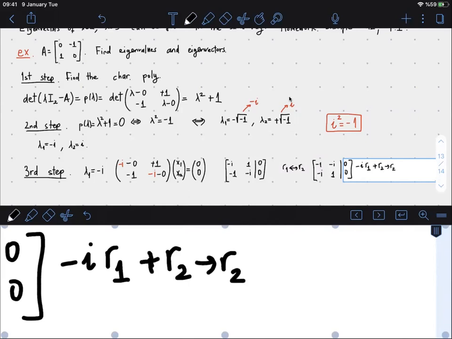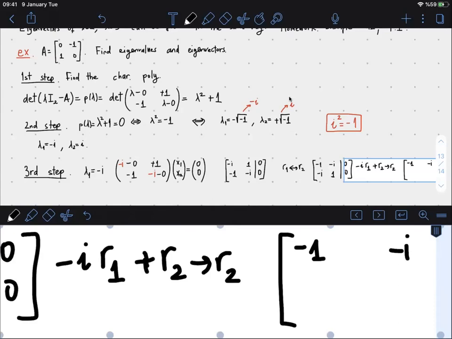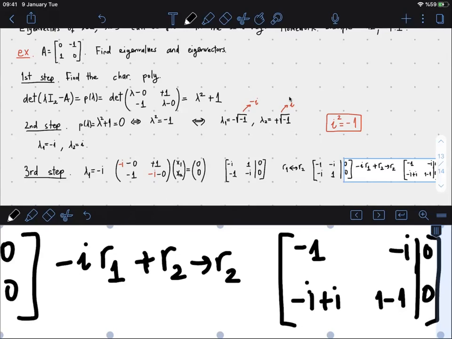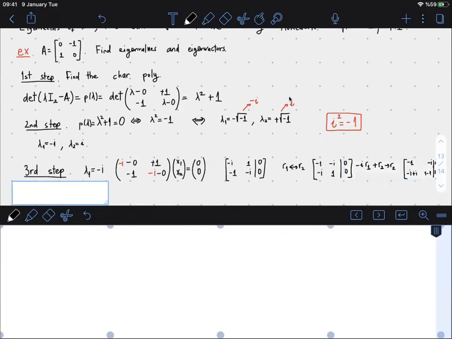The first line does not change, but for the second line, I get minus I and then minus I, so this will be plus I. And here I get 1, and if I multiply the first entry with minus I, it will be I squared, so this will be 1 minus 1. And I have 0, 0 here, and I get this matrix. Okay, let's go back.